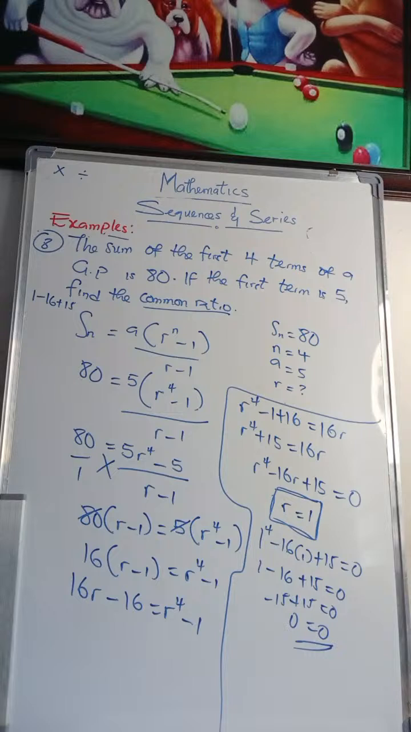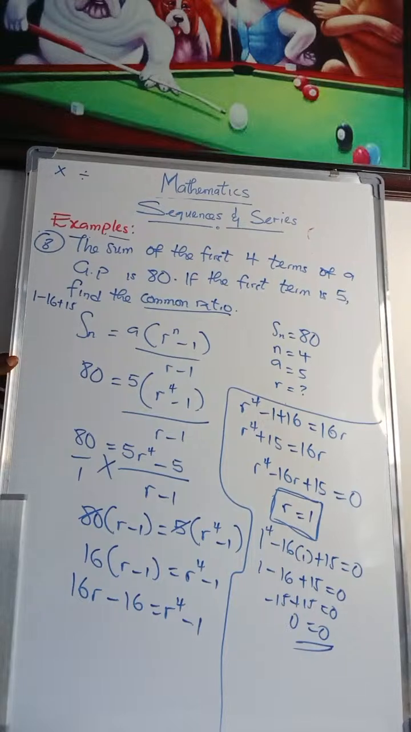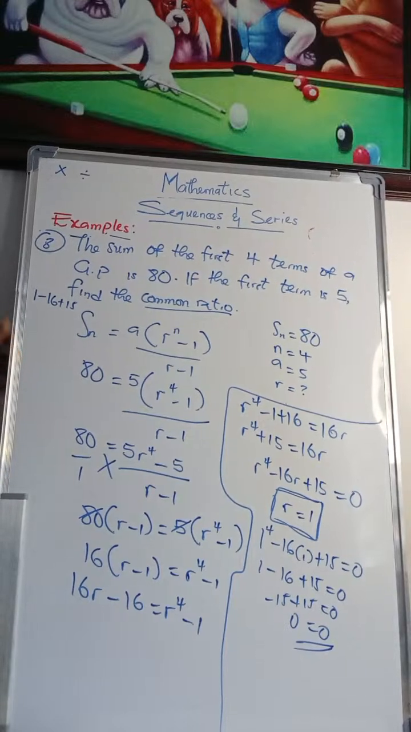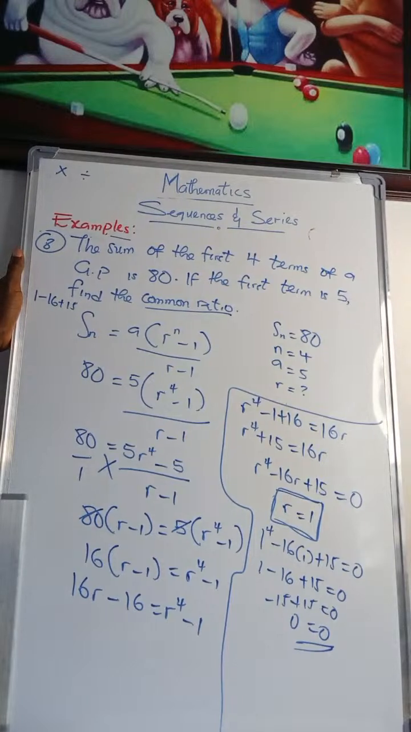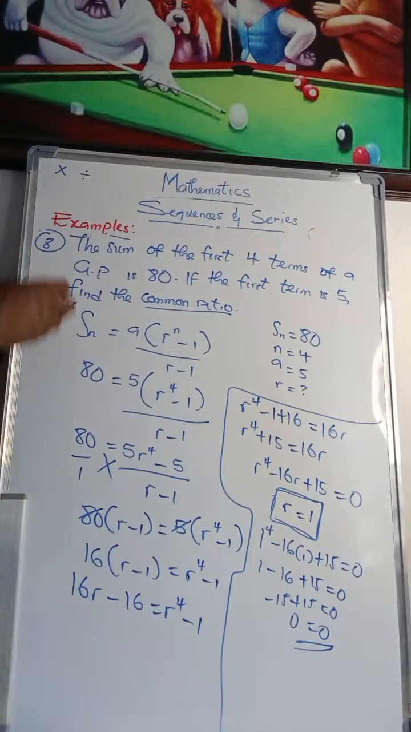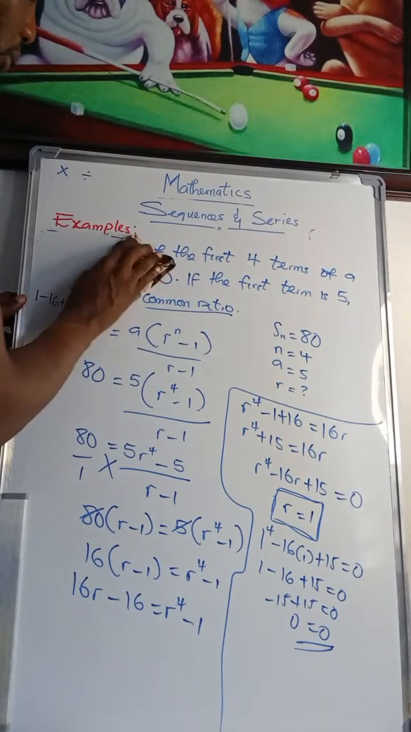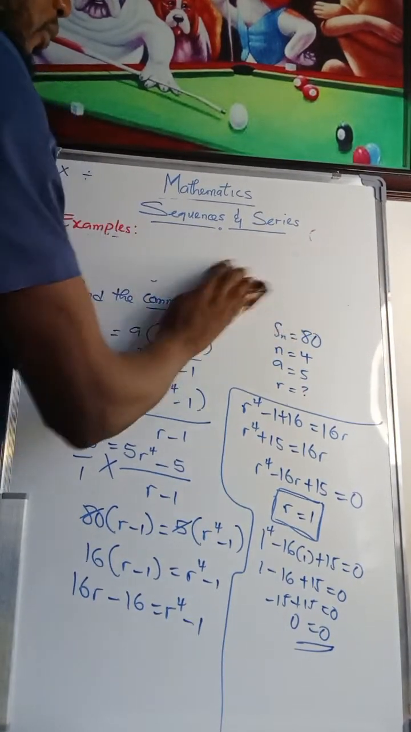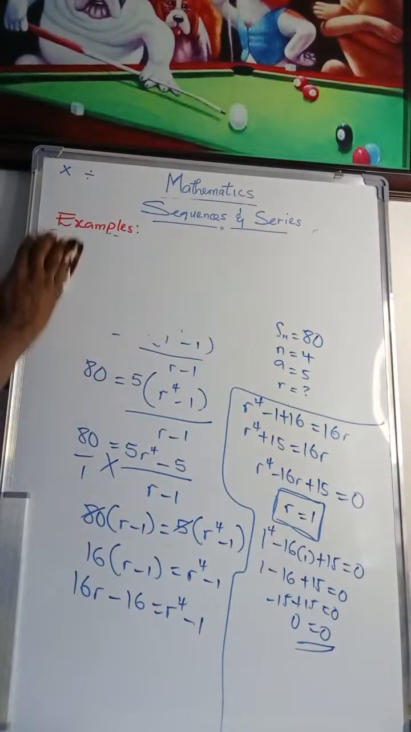Okay, all right. So that is another example of a geometric sequence. All right, so let's look at another one. Example 9. Let's look at another one.